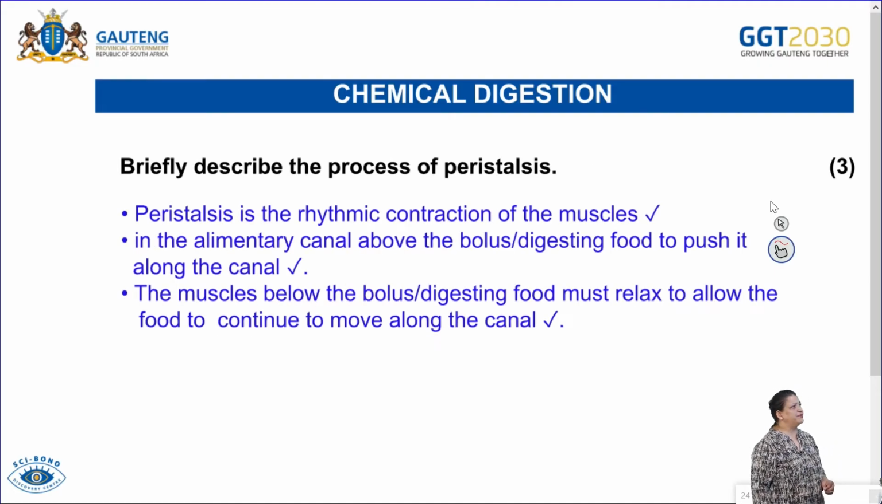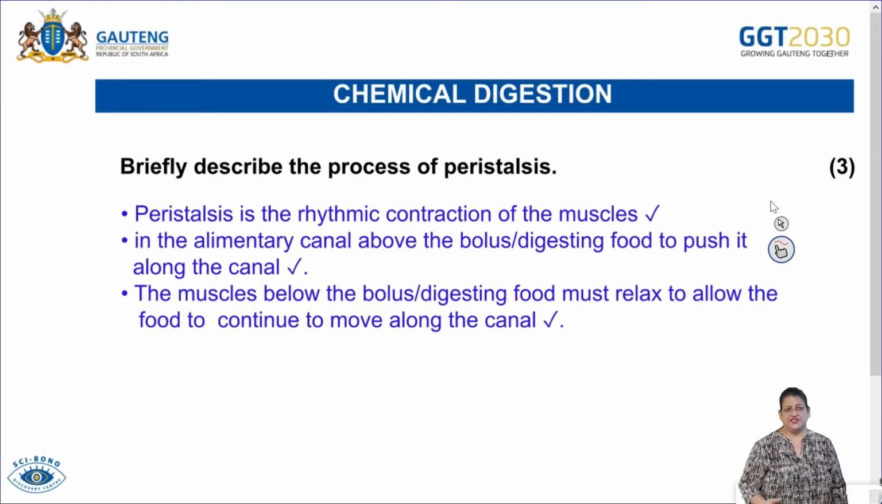Briefly describe the process of peristalsis. Peristalsis is not disorderly. It's a very rhythmical contraction. One above the bolus circular muscle contract, then it relaxes, then contracts and relaxes, right? So it's a rhythmic contraction of the muscles in the alimentary canal. Another name for digestive system is alimentary canal. In the alimentary canal, above the food bolus, to push it along the canal. The muscles below the food bolus must relax to allow the food to continuously move along the canal.